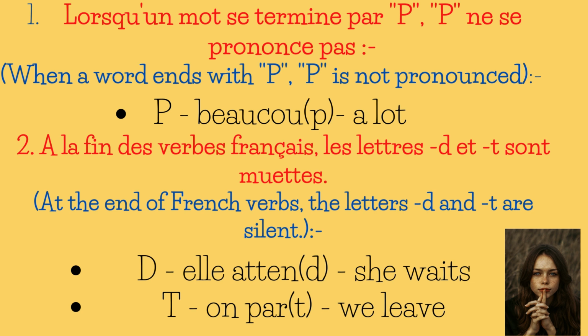Second one, à la fin des verbes français, les lettres D et T sont muettes, which means at the end of French verbs, the letters D and T are silent. For example, elle attend, which means she waits. Elle attend. You can hear that I don't pronounce the letter D. Then second one, on part, which means we leave. You can hear that I don't pronounce the letter T.